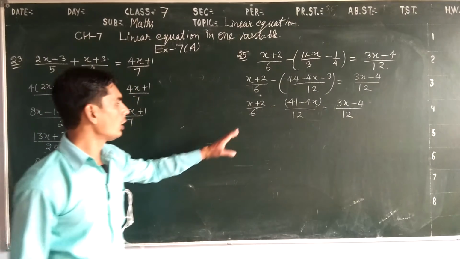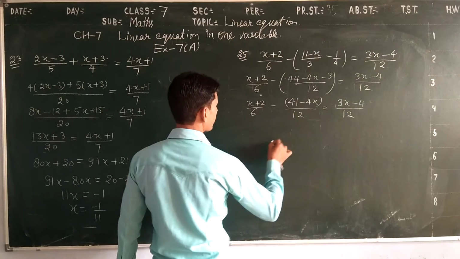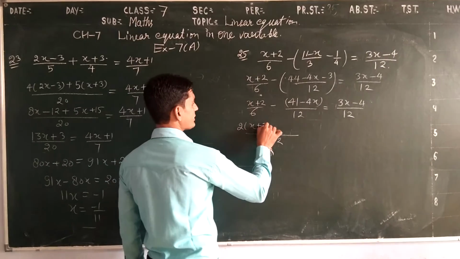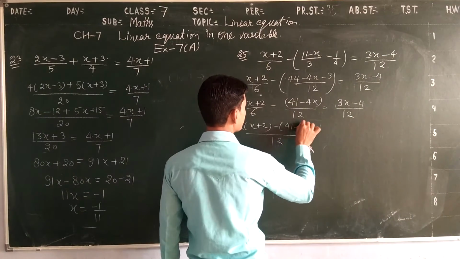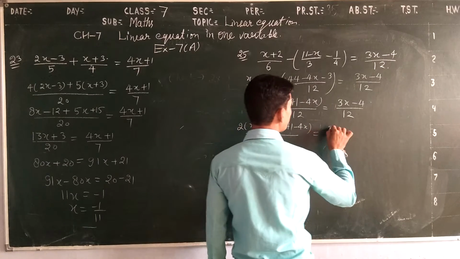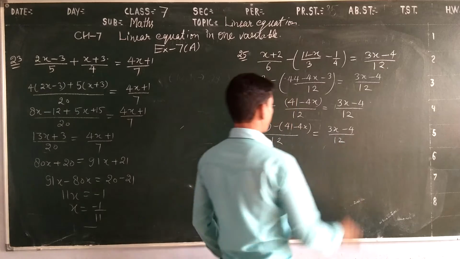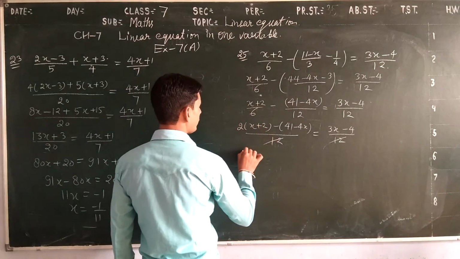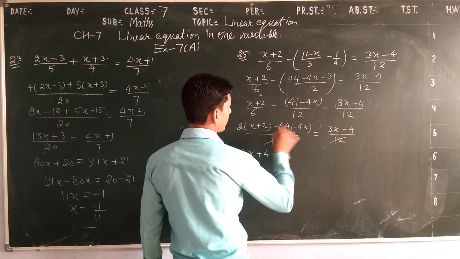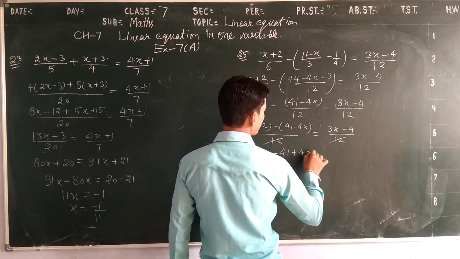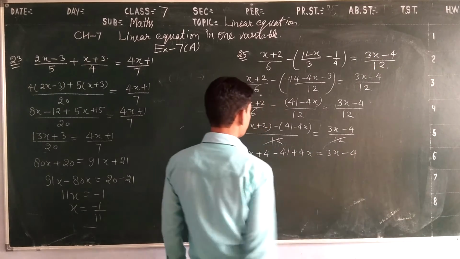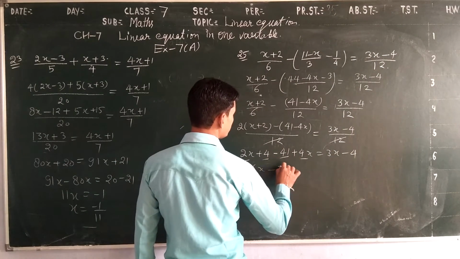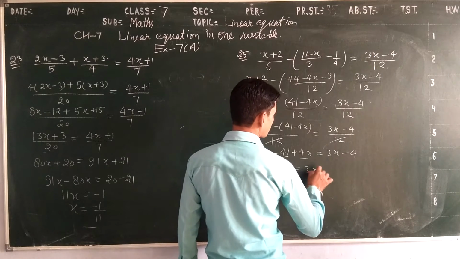Clear students? Now again we take the LCM of 6 and 12. LCM is 12. So 6 2s are 12, so multiply by 2 (x plus 2) as it is, and here 41 minus 4x as it is equals 3x minus 4 upon 12. Everyone clear students? Yes? Then 12 under 12, you know very well. So 2 times (x plus 2) is 2x plus 4, and minus changes the sign, so minus 4x equals 3x minus 4. 4 and 2 is 6x, 41 and minus 4 is just 37 equals 3x minus 4.